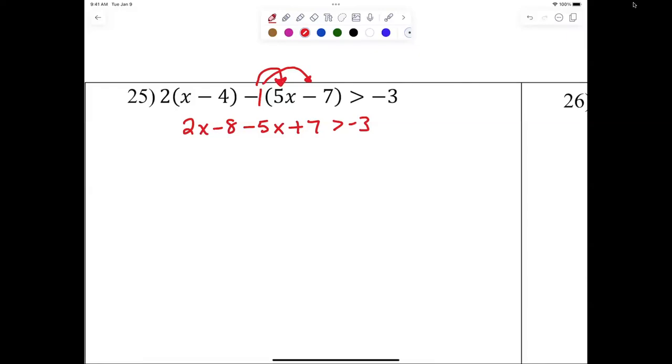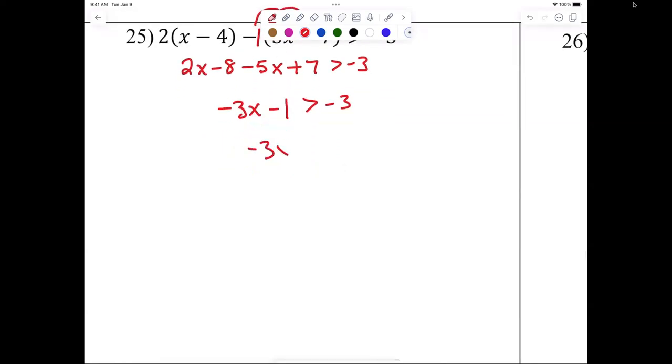What's 2x minus 5x? I'm listening. -3. Yes, -3x. Now what's -8 plus 7? -1 greater than -3. Add the 1. Thank you. -3x is greater than. Now what? Switch the signs. So x is less than 2/3. That's not that hard.